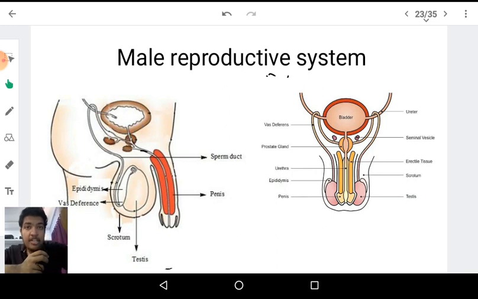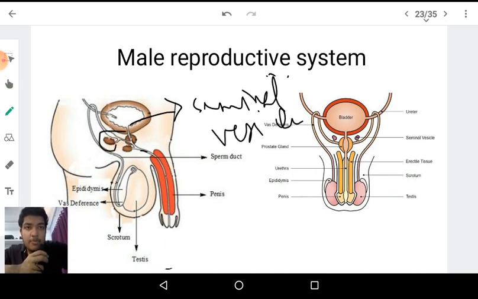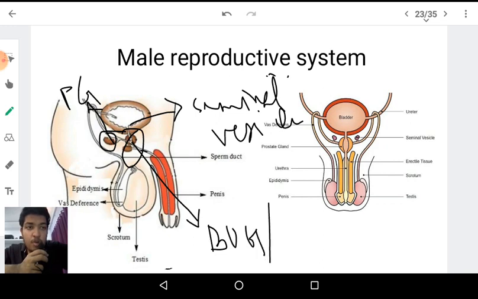So I'll mark it over here. This is the seminal vesicle. This is known as the prostate gland, and this is known as the bulbourethral gland, also known as the Cowper's gland.